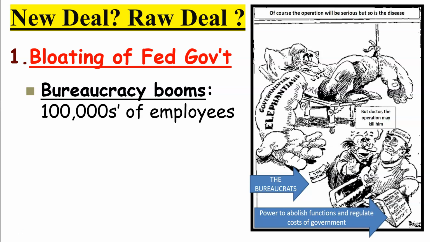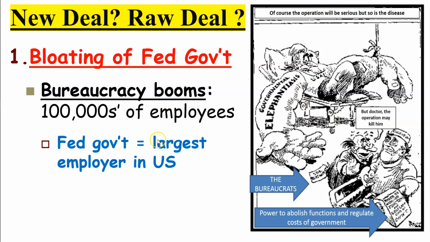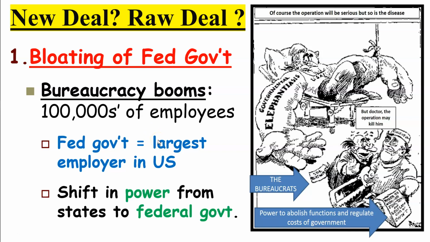New Deal or Raw Deal, negative aspects of the New Deal. It was causing the federal government to become too big. Governmental elephantiasis, right? Cumbersome, not efficient, difficult, hard to move, that kind of thing. Bureaucracy, government, federal workers, huge in numbers. The federal government becomes the largest employer in the United States, and this also moves the power of the federal government into the advantage, shifting power away from the states.